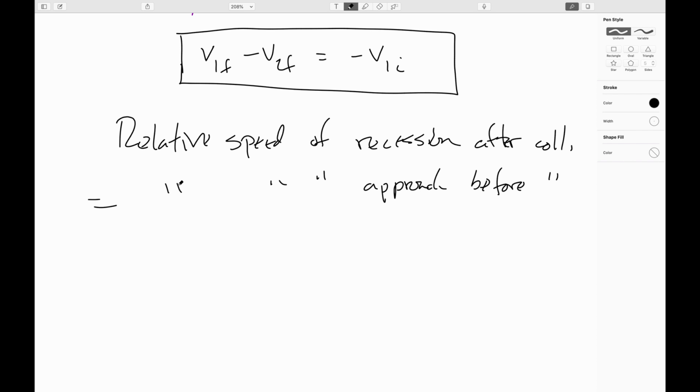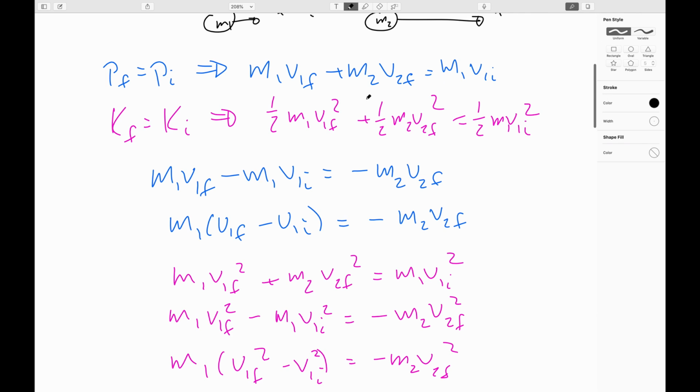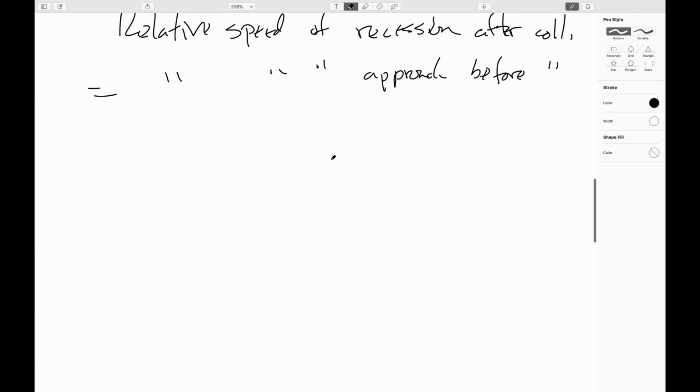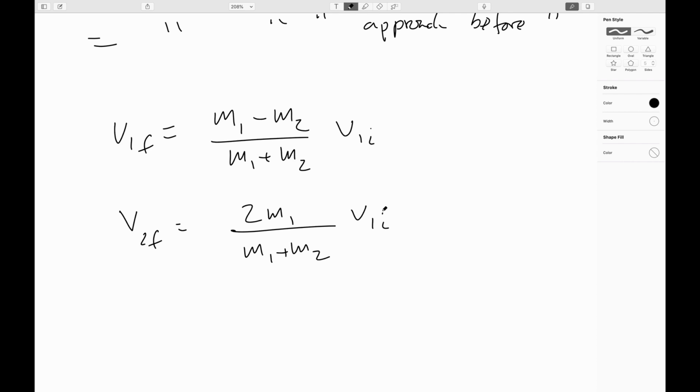So anyway, you can take this and substitute it back into our momentum conservation expressions. With sufficient crank churning that I don't think is instructive, I'll just quote the result: you get that V1 final equals (M1 minus M2) over (M1 plus M2) times V1 initial. And you get that V2 final equals 2 M1 over (M1 plus M2) times V1 initial.